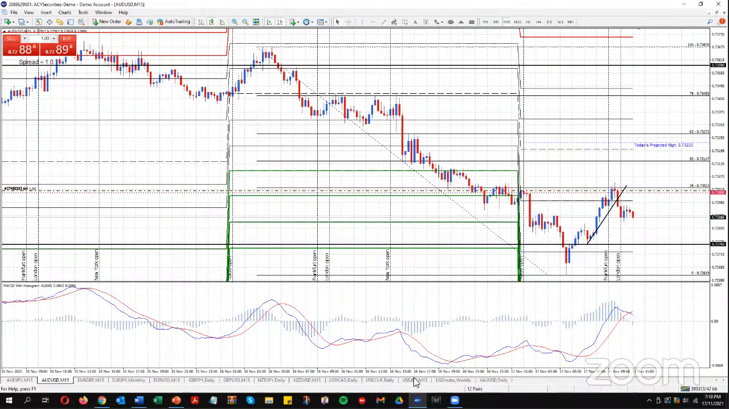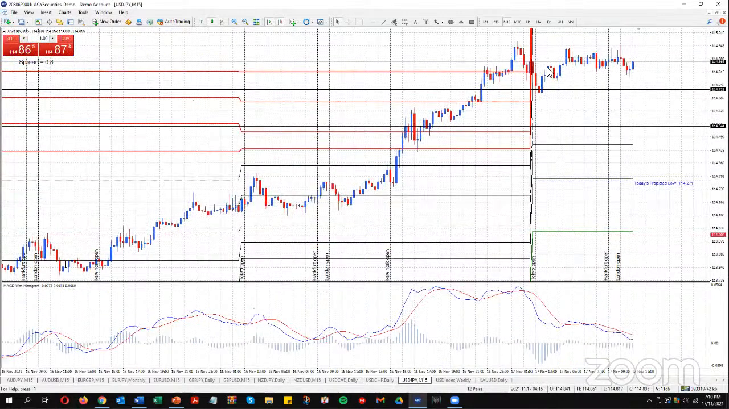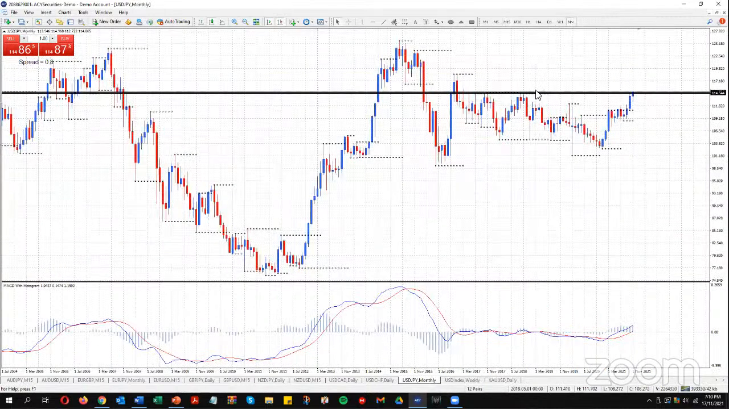I just want to go to the dollar yen first of all, see what it's doing. Now, the dollar yen was selling down from major resistance. Take it to the monthly chart. At the moment, it's about 14 pips above this major area of resistance here on the monthly.